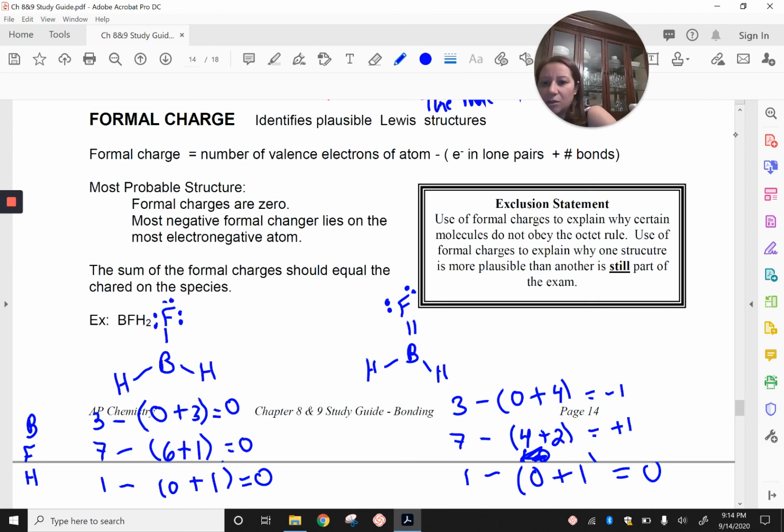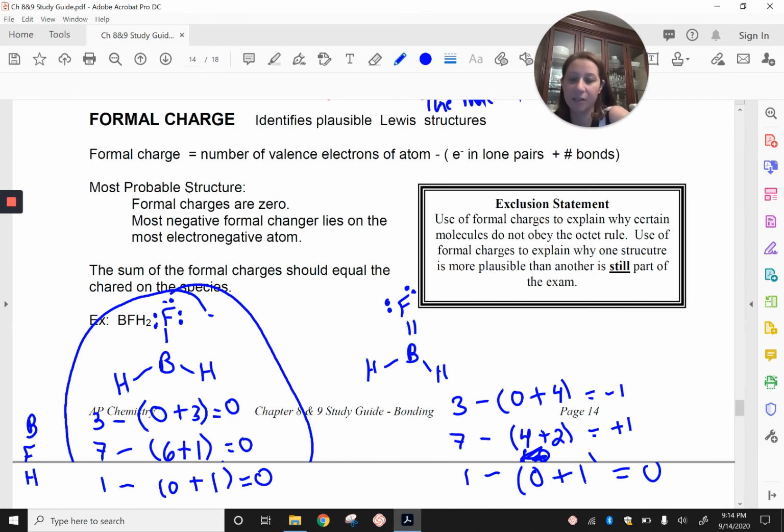Well, the correct structure, after you calculate your formal charges, will tell you that the formal charges are all zeros, or more of them are zeros. And if there is a number that's not a 0, the most negative number needs to lie on the most electronegative atom. So this structure is definitely superior for 2 reasons. First, you have all zeros. Here you don't. So that automatically makes that structure better.